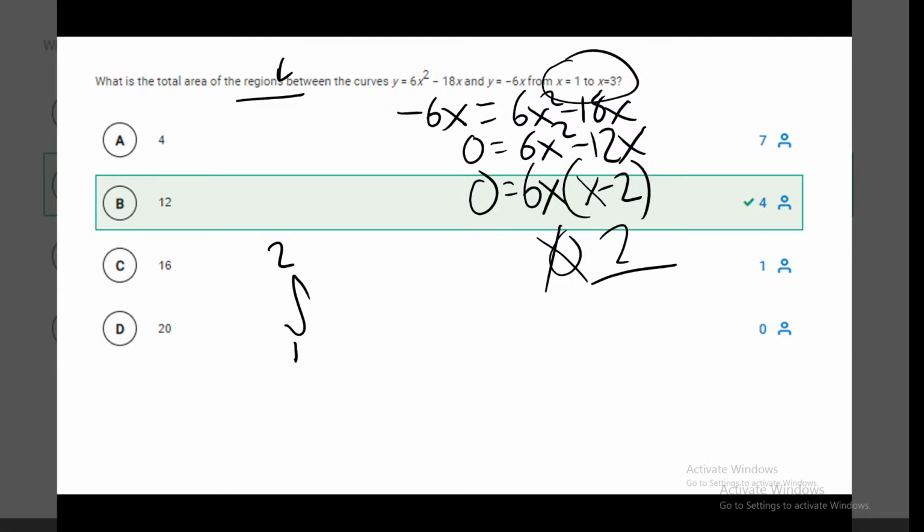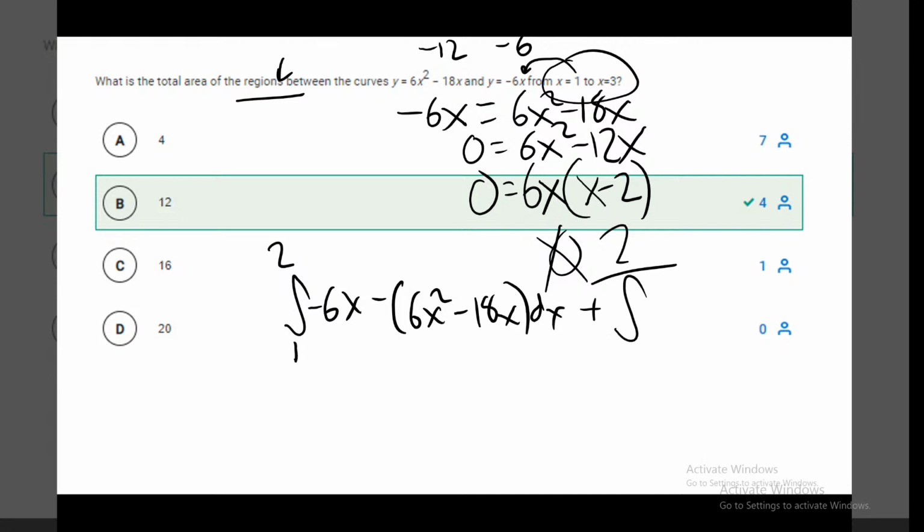Turns out there's an easy way to figure out which one's on top here. You just plug like 1 into both of these. And if you do that, you get negative 12 in this one and negative 6 in this one. So the line's on top. Cool. Negative 6x minus 6x squared minus 18x. And then you just integrate from 2 to 3, and the other one's on top after this point, so it's 6x squared minus 18x minus a negative 6x, like so.